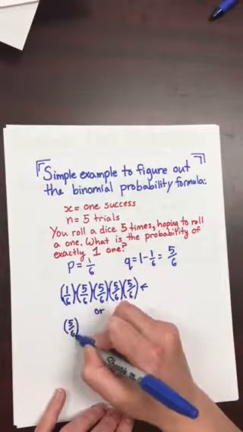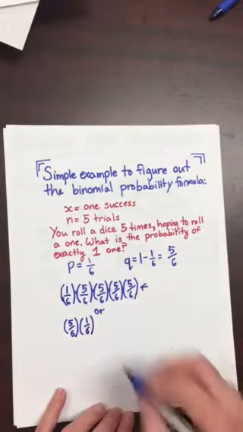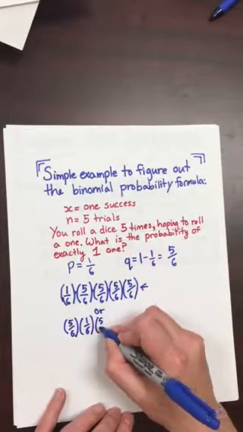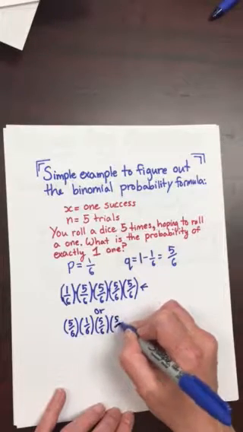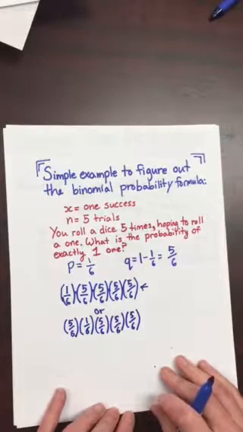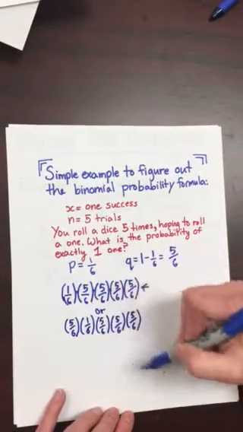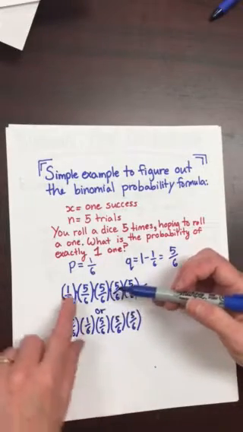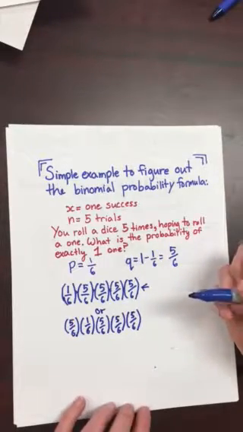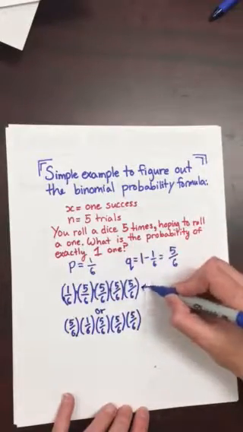Maybe the first one is a failure, but the second roll, that's my 1 that I get, and then the rest are failures. 5 out of 6, 5 out of 6 failure, and the last is a failure. Okay. You can kind of see where this is going. There's basically 5 different spots that this 1 out of 6 could be in. So I could find the probability for this one right here.